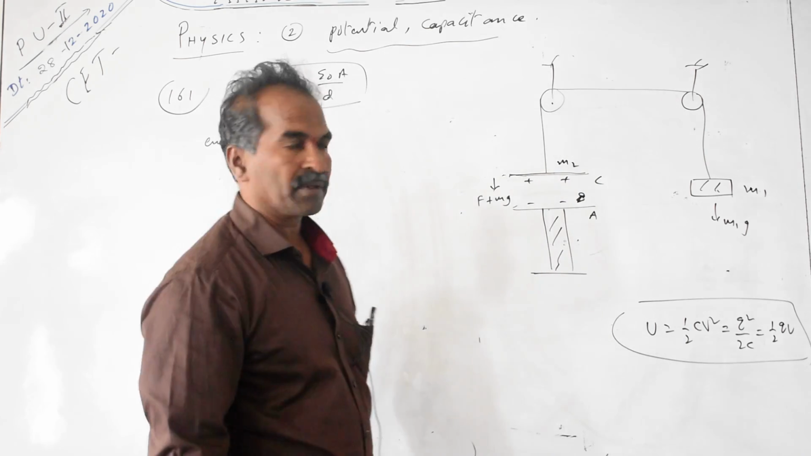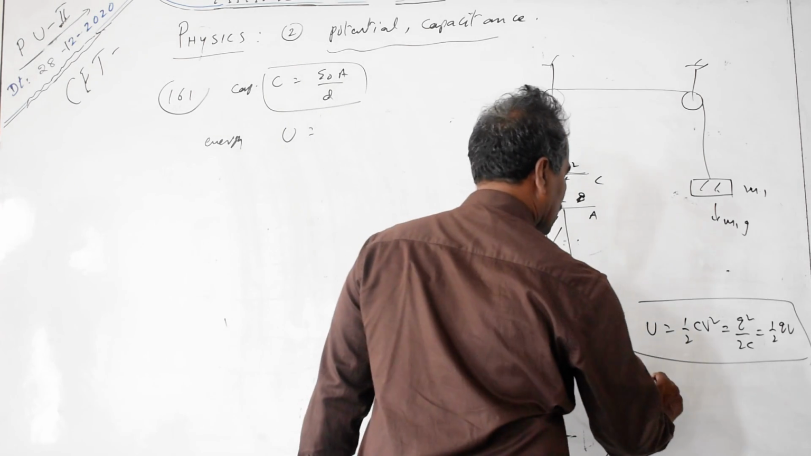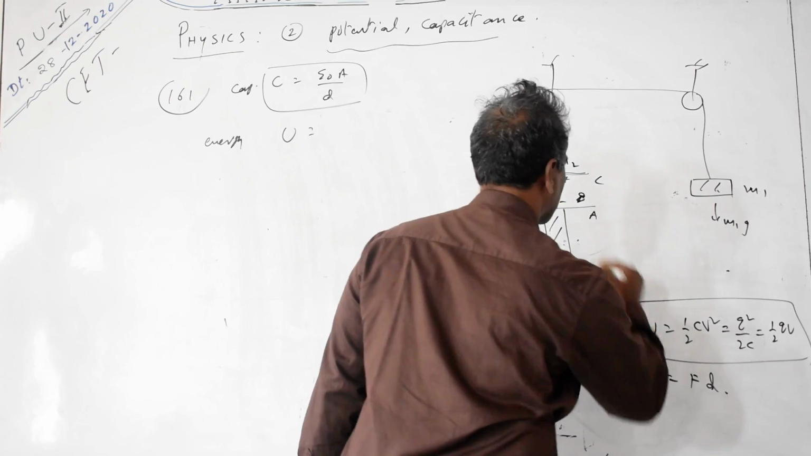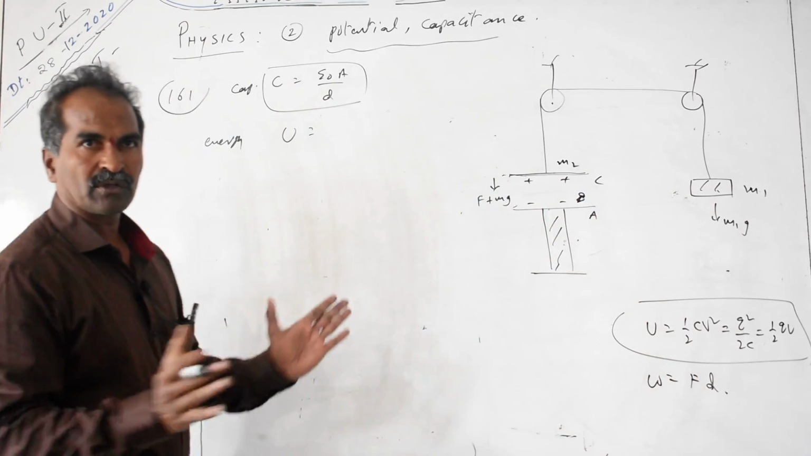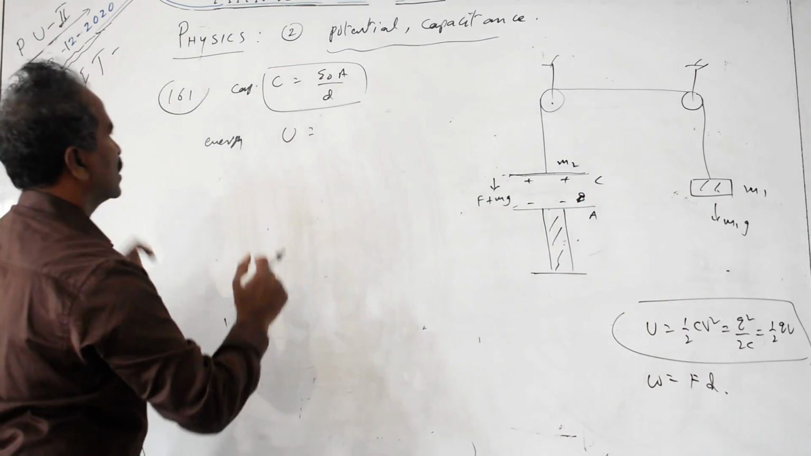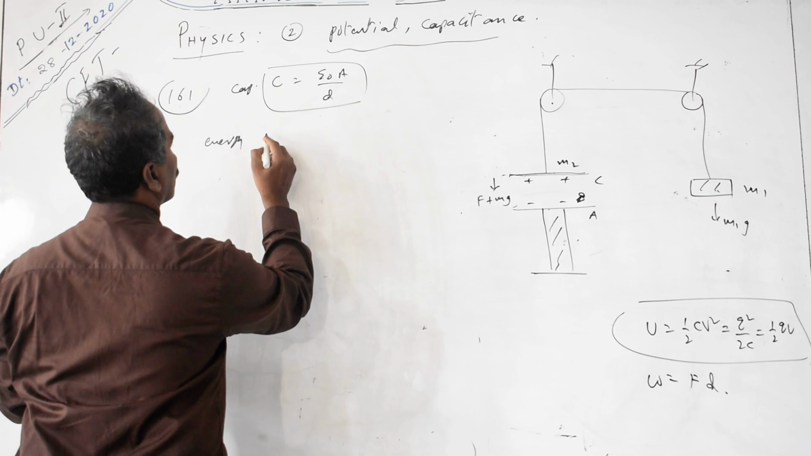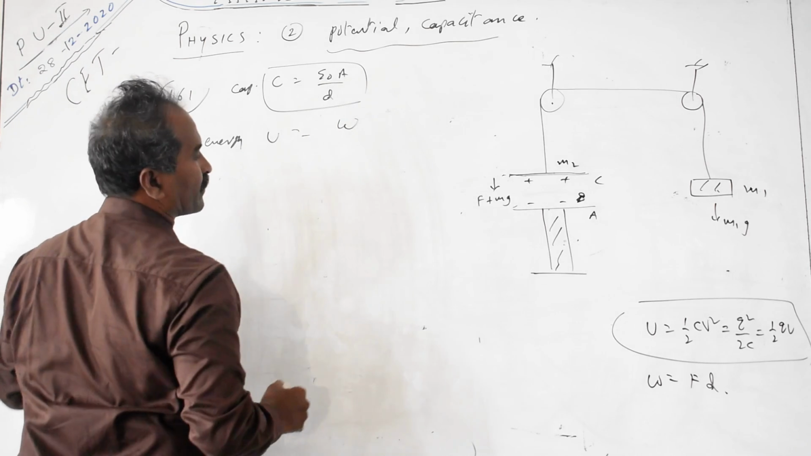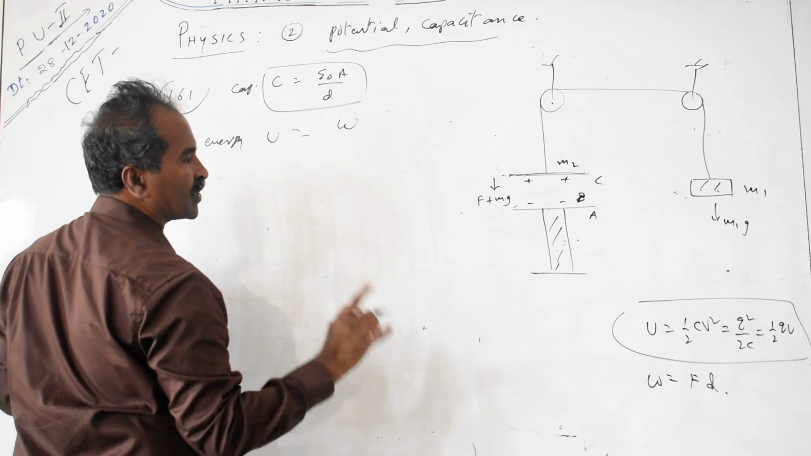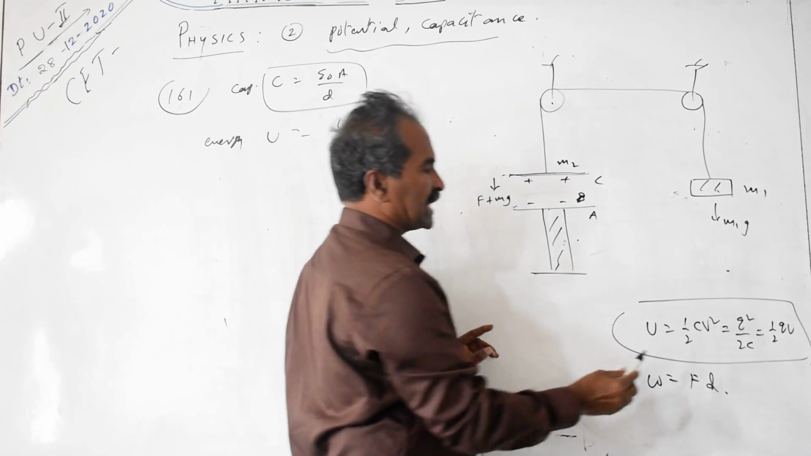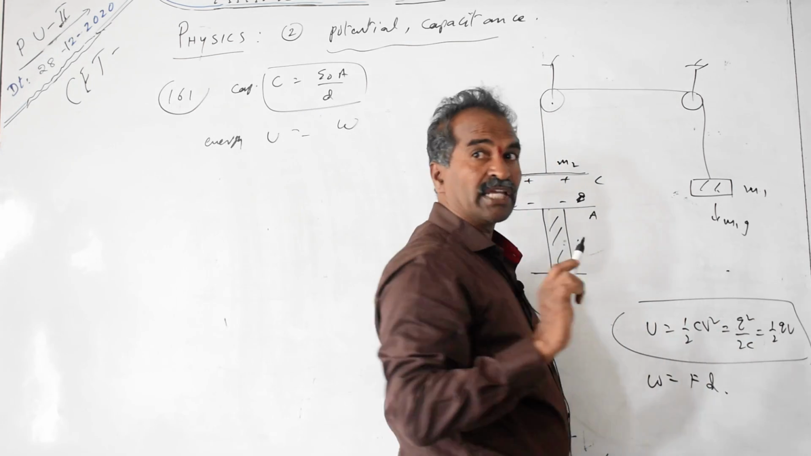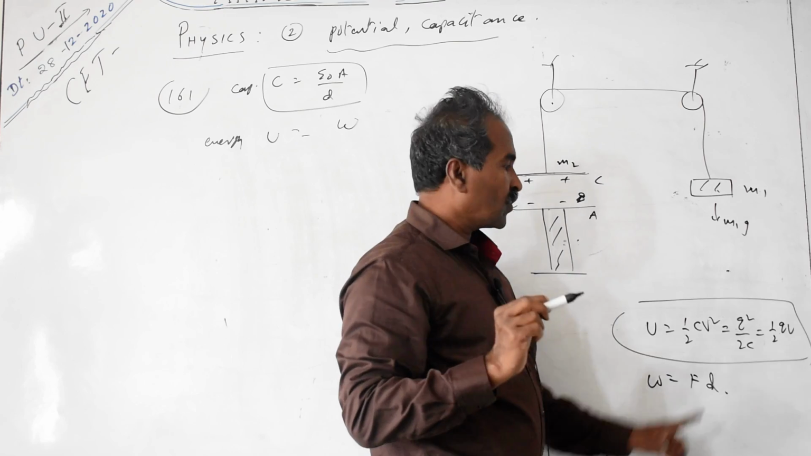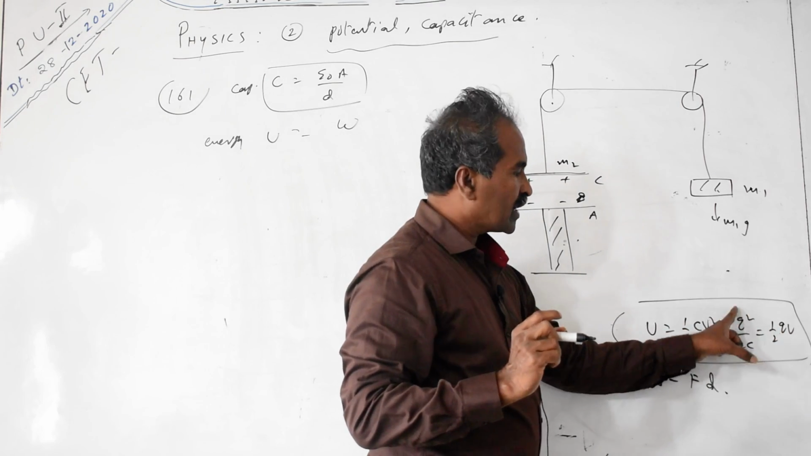So use that relationship. Work is also equal to force into displacement. That is the work done to separate the plates with unlike charges, so U equals work. Since the charge Q is given but V, the potential difference, is not given, don't use the formula with V. Use only Q squared by 2C.